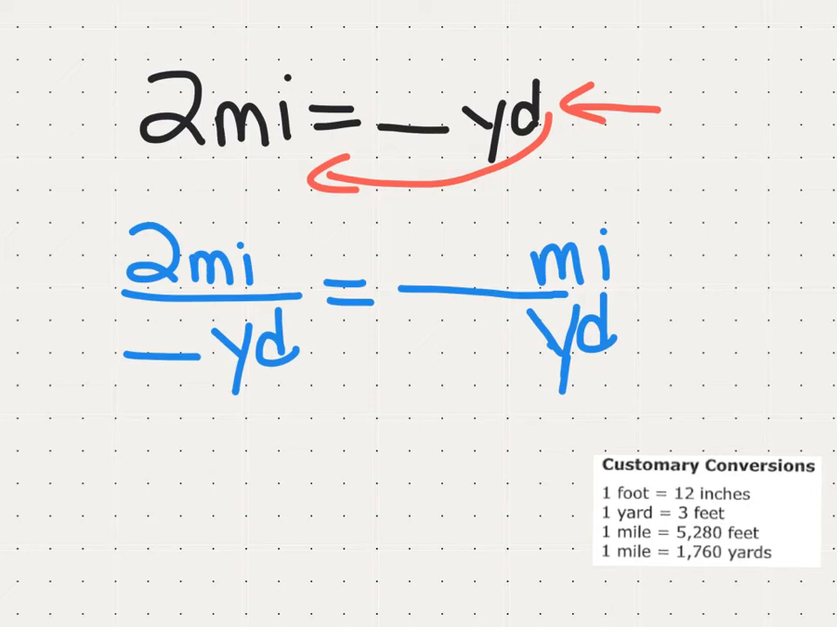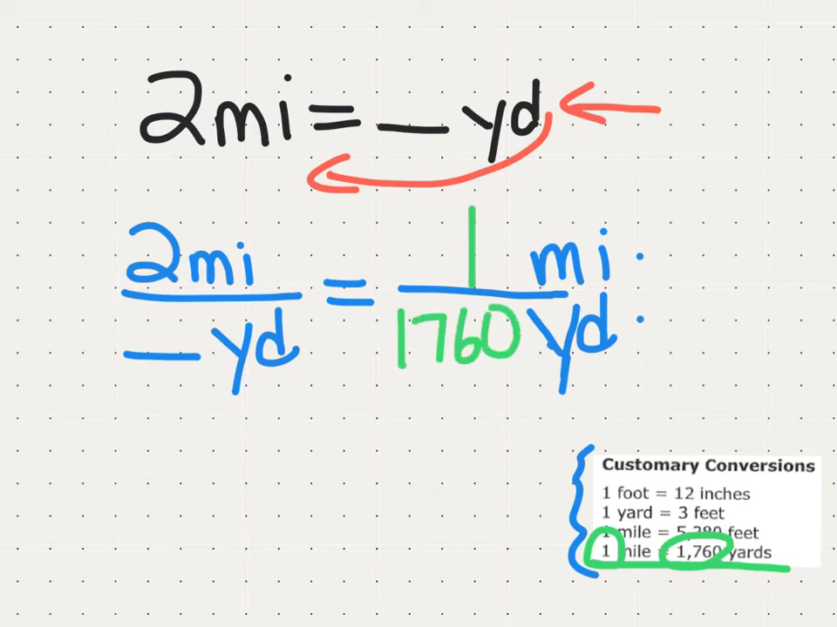Same process now. I go and look, and I'm looking for miles and yards on the same line of my customary conversions. The first is foot to inches. The second one is yard to feet. The third one is miles to feet, and the last one is miles to yards. That's the one I want to use. And so next to the word mile is the number 1, so I put a 1 up here. Next to yards is the number 1,760.